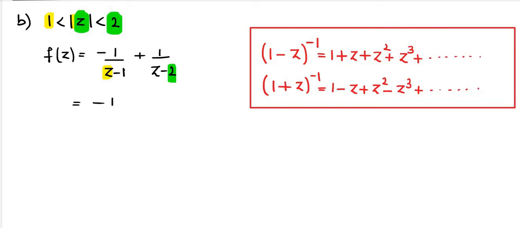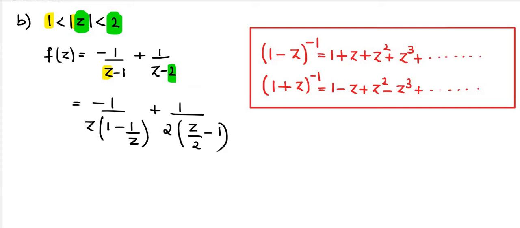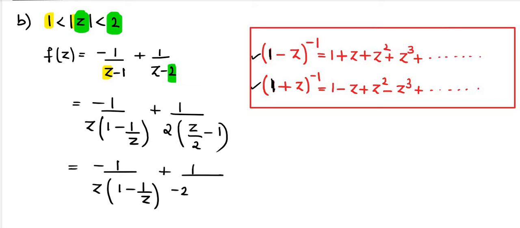So, minus 1 by z into 1 minus 1 by z. In the second term, we have to take 2 as the common factor. So, you will get z by 2 minus 1. See, I told you whenever we have to make use of any of these expansions, the first term must always be 1, isn't it? So, here in the second term we are taking minus as a common factor, or else we cannot use that expansion. So, when you take minus as a common factor, you will get 1 minus z by 2.